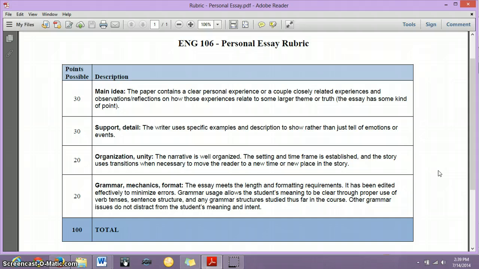And if you don't transition well, your reader's going to be completely lost, especially if you go back and forth. If you start at point A and go to point B, then that's fine. Just make sure you transition accordingly.